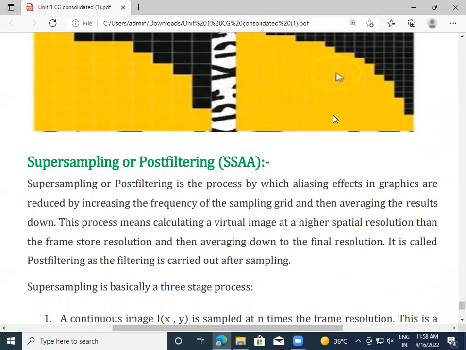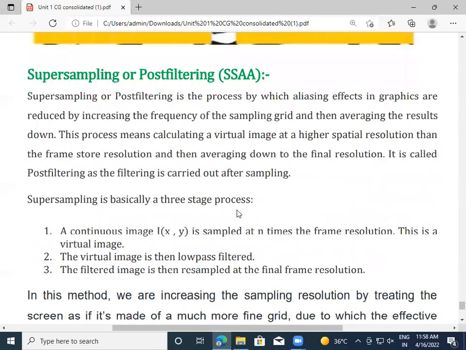Okay, in case of super sampling, we are basically taking the continuous image and dividing the intensities into equal parts. If we consider a pixel, the pixel has the highest intensity at its center. That intensity is scattered among all 9 equivalent parts.